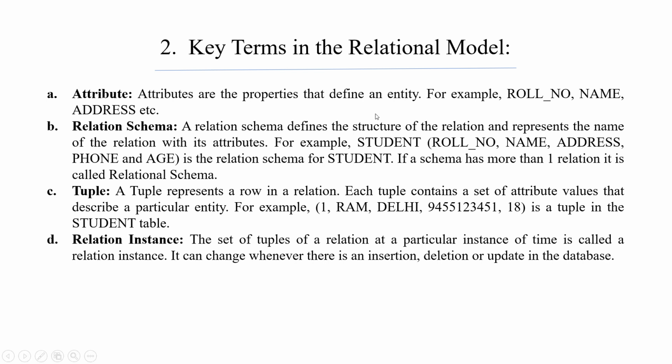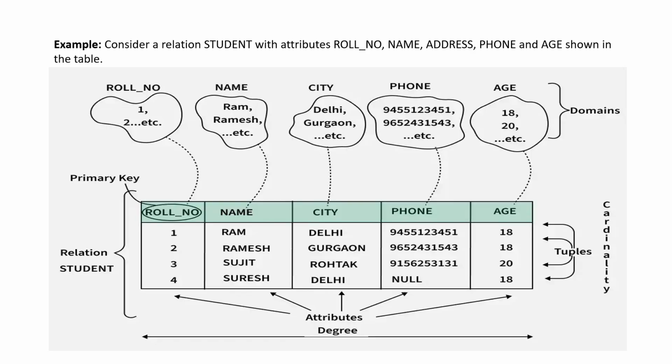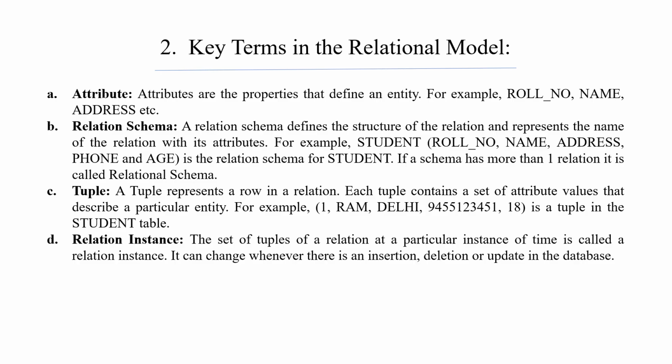Now the key terms in the relational model. Attributes are the properties that define an entity. For example, roll number, name, address, etc. Considering this example, here roll number, name, city, phone number, and age are the attributes.